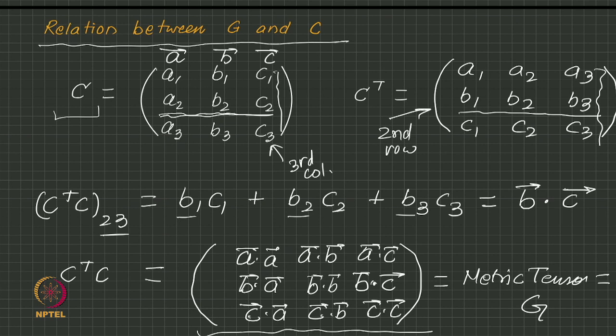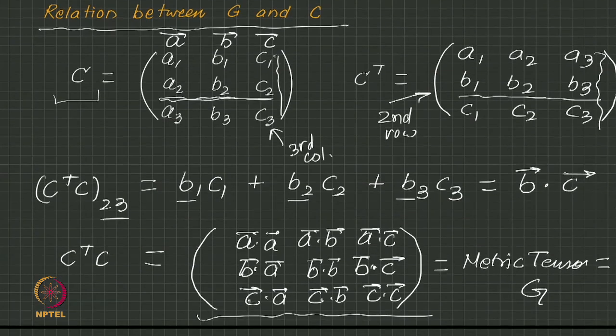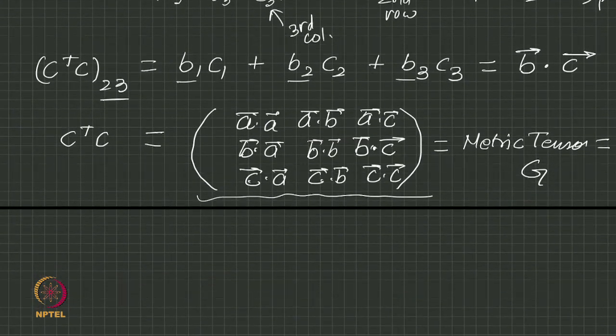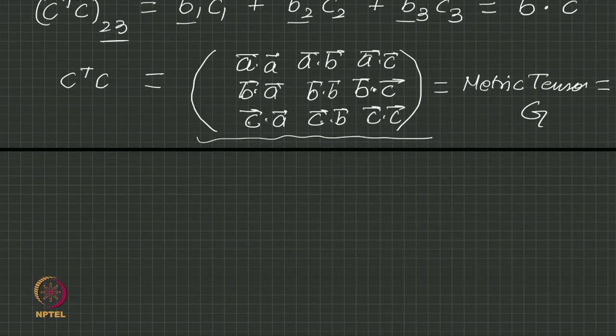So, just like 2 3 became B dot C, I am taking a leap of faith that 1 1 will become A dot A, but you can check that and it is not that difficult, and 1 2 will become A dot B. So, the whole matrix C transpose C, the product matrix, becomes the metric tensor. So, this is an interesting relation. We stop here, the time is up.